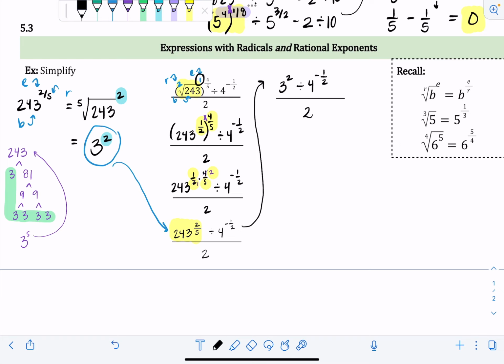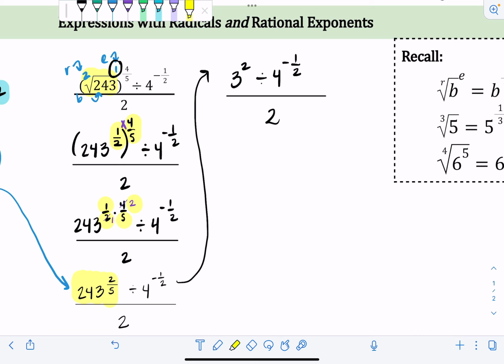Now I'm going to zoom back in. We can go ahead and simplify the 3 squared. That's pretty straightforward. 3 squared just means 3 times 3, so that's 9. I'm going to copy the rest of the problem down. So 9 divided by negative 1/2 over 2.